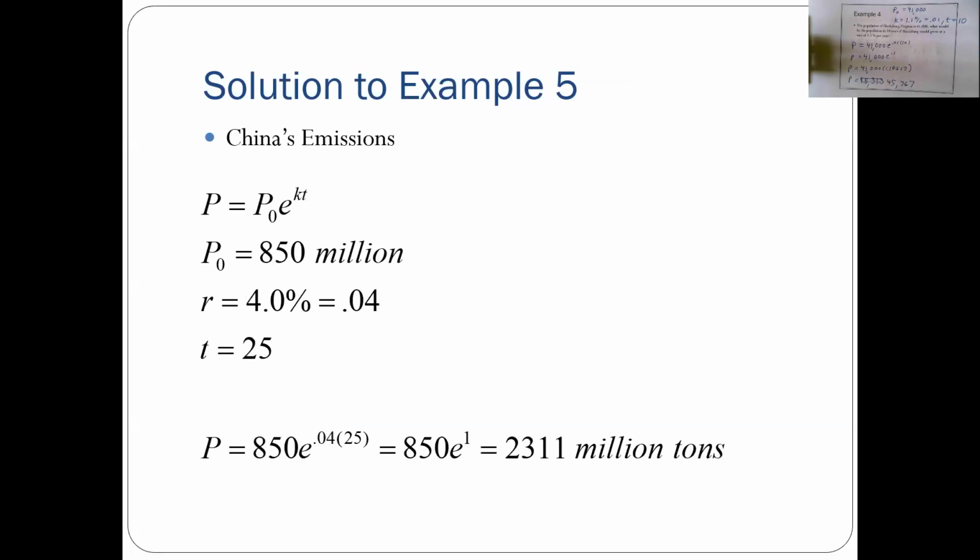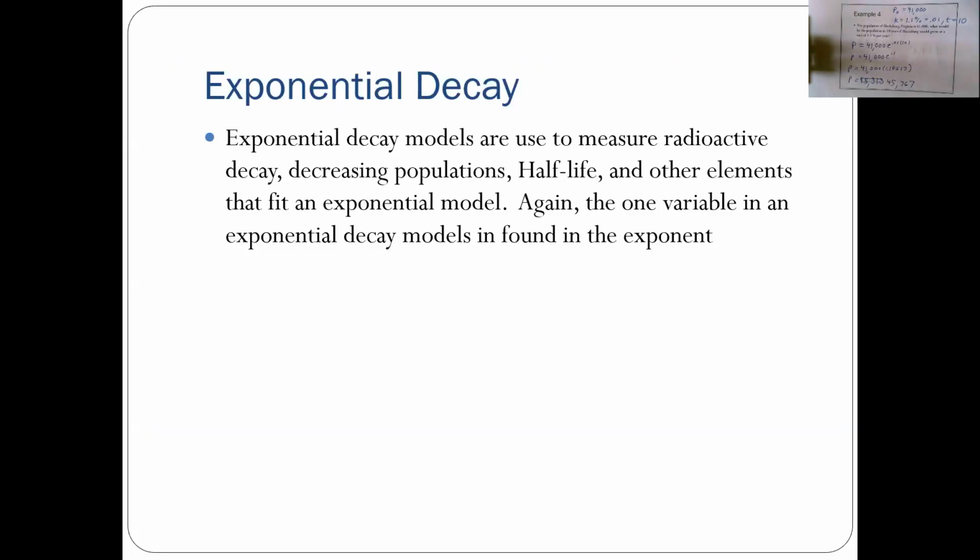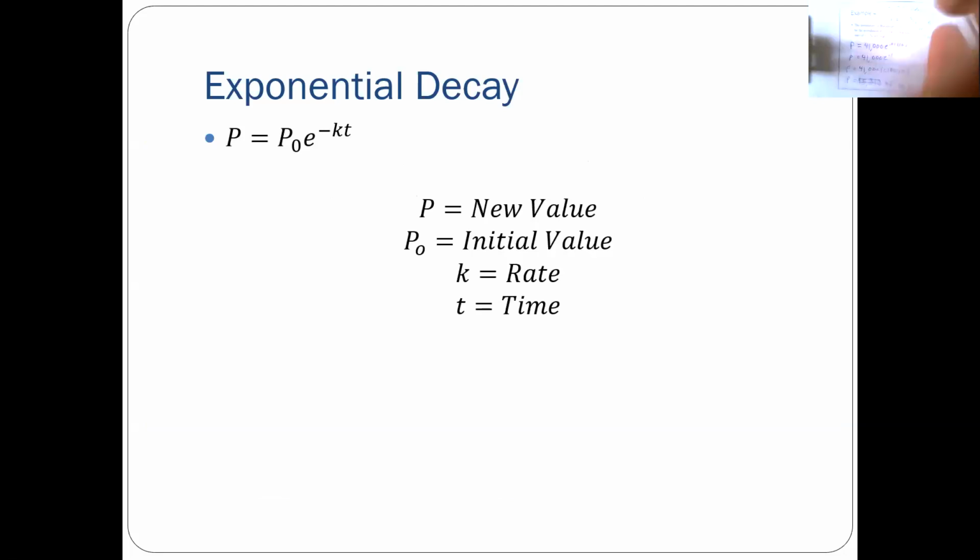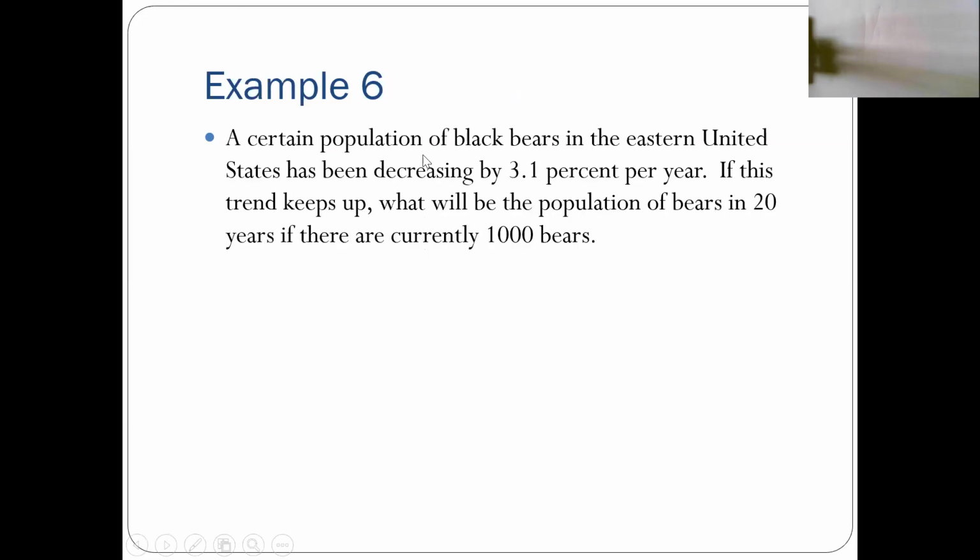Okay, so I'm going to go to decay now. Exponential decay works almost the same way, with the exception that K is now going to be negative. So as you can see, my formula is P equals P0 times e to the negative kt. Those values are identical. We're doing initial value, new value, rate, and time. So those actually don't change. Again, I try to keep the Zoom time down, so I'm going to do one example of decay.